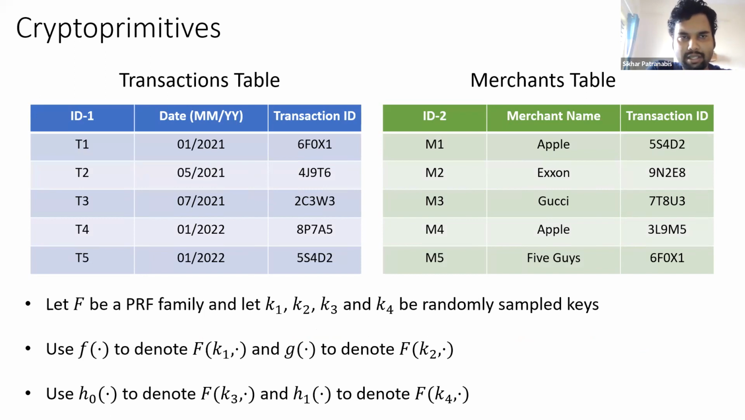And let's consider that F is a PRF family, and let's say that K1, K2, K3, and K4 are uniformly randomly sampled keys. And I'll use these little f, little g, little h0, and little h1 to denote special instances of this PRF with respect to these different keys, right? So for all practical purposes, we can treat them as independently functioning random functions.